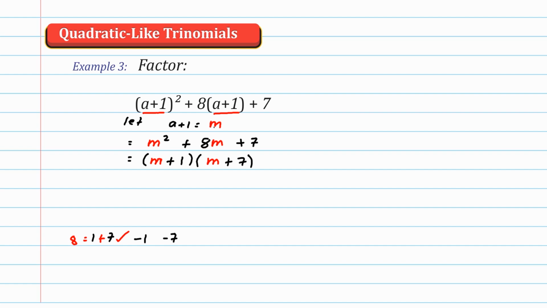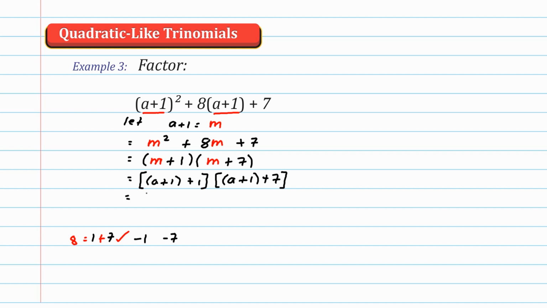However, gawa-gawa lang natin yung m. There is really no such thing as m. So let's revert back to the original a plus 1. What we do is, we replace m with a plus 1. So m, take note, is the quantity a plus 1. That is m. Don't forget, may plus 1 pa. Okay? Next, replace m with a plus 1. So this m is the quantity a plus 1. That is m, and then may plus 7 pa.